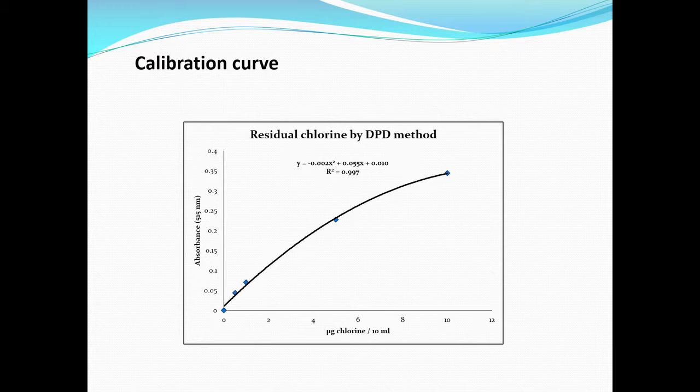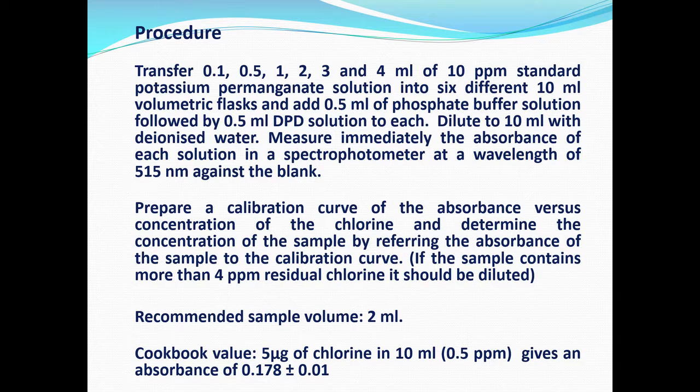So, we take it that we can use this, but if you fit it with a quadratic equation you will end up with an R square value of about 0.997. That is a nice thought, and the recommended volume is 2 ml.